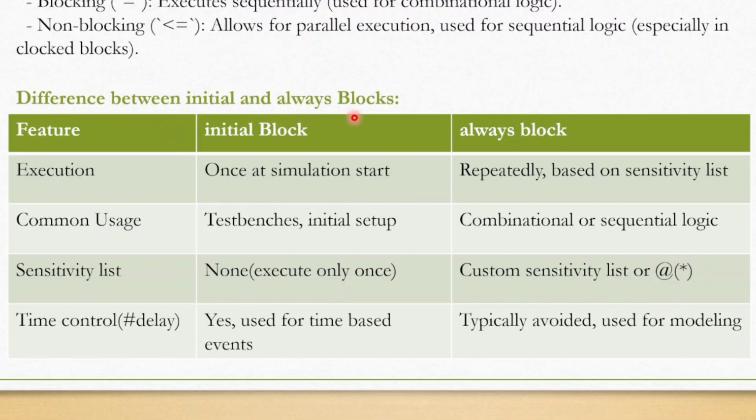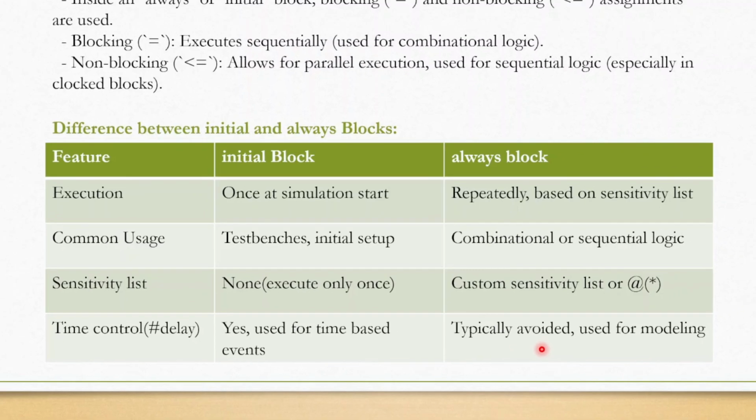Difference between initial and always blocks. Initial block executes once at simulation start. On the other hand, always block executes repeatedly based on sensitivity list. Initial block is commonly used in test benches and initial setup, but always block is commonly used in combinational and sequential logic. Initial block has no sensitivity list, but always block has a custom or compiler defined sensitivity list. Initial block has time control delay. On the other hand, always block typically avoids time control delay.